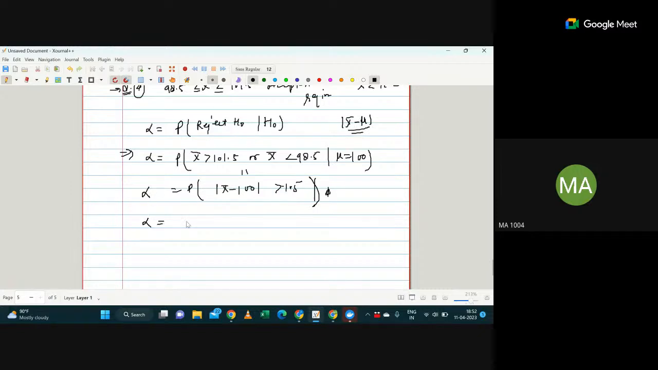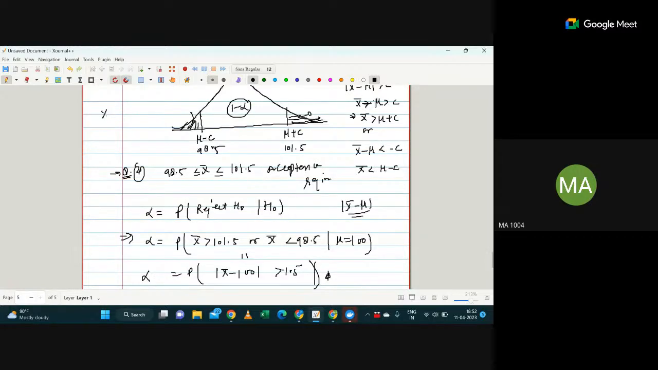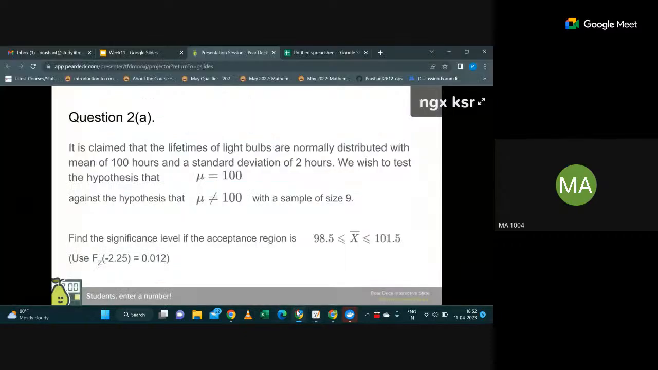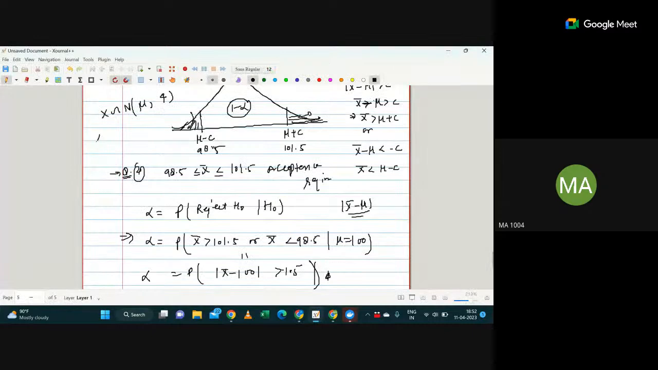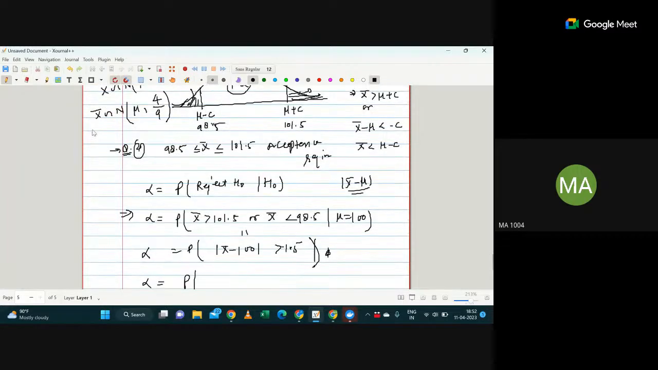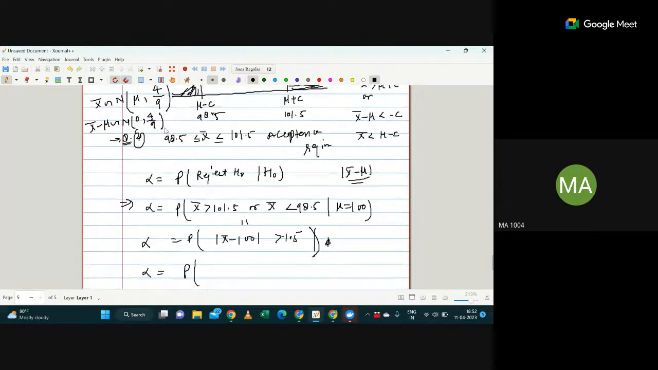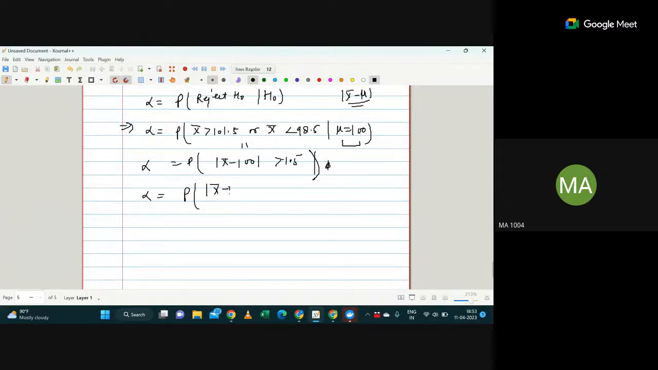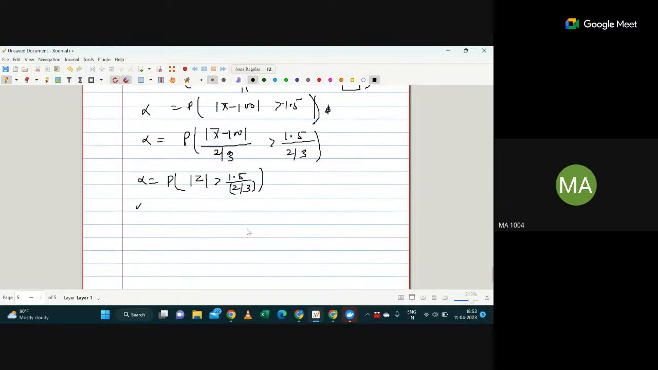So we have to find the value of alpha. Since x follows normal with mean mu and variance 4, what will be the distribution of x bar? Normal with mean mu and variance 4 by 9, because n is 9 in this case. So the distribution of x bar minus mu is normal with 0 and 4 by 9. Here mu is 100 under the null hypothesis, so it is mod of x bar minus 100 divided by 2 by 3, greater than 1.5 divided by 2 by 3. Is it okay for everyone? So alpha is the probability that mod of z is greater than 1.5 divided by 2 by 3. So what is this value?